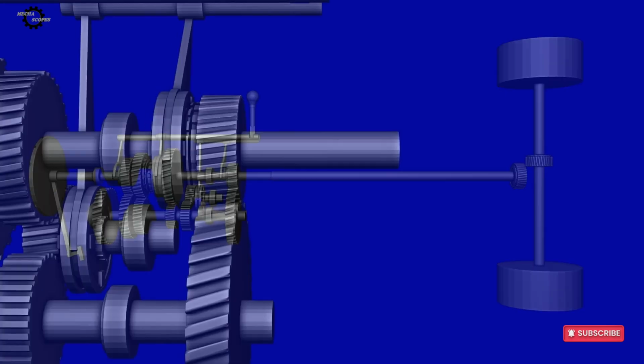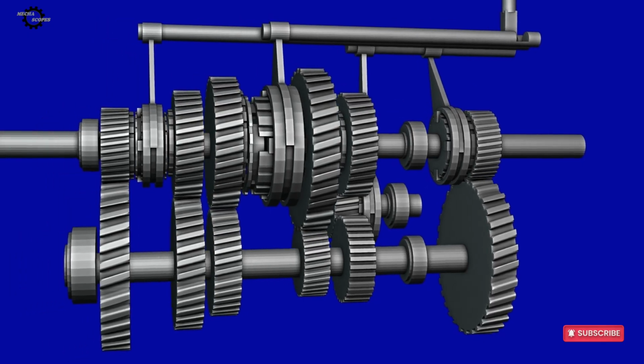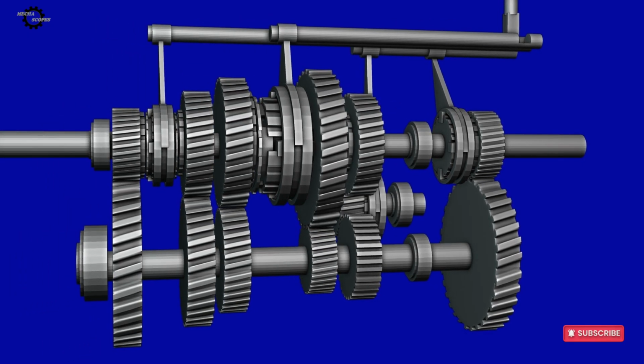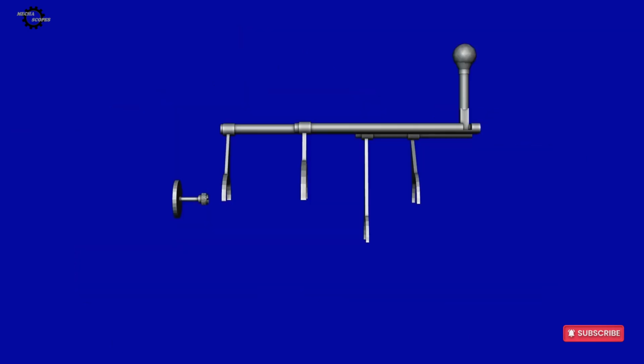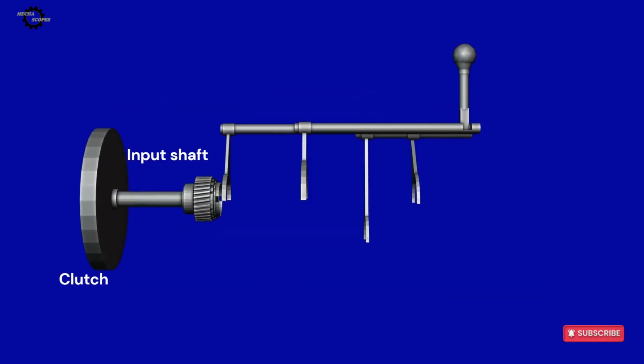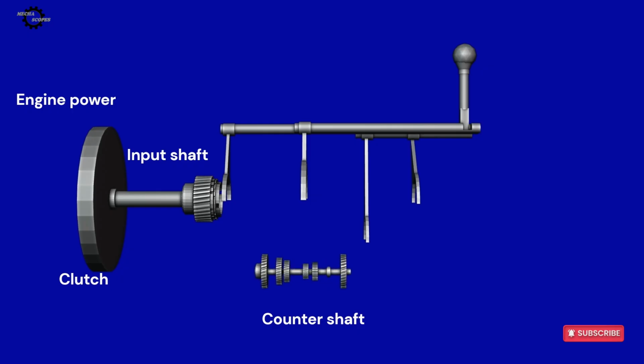Now that we've seen how power flows through the drivetrain, let's take a closer look inside the gearbox itself and examine the components that make gear changes possible. The first component is the input shaft. The input shaft is directly connected to the clutch and serves as the entry point for power coming from the engine. Whenever the engine is running and the clutch is engaged, the input shaft rotates and transfers that rotational energy into the transmission. Next is the countershaft, sometimes referred to as the lay shaft.